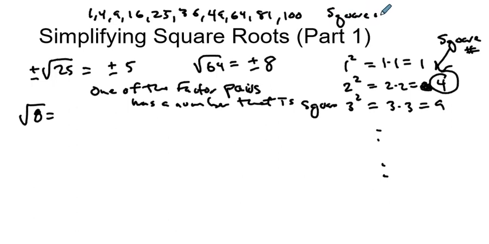So ask yourself, is there a pair of factors that make 8 where one of the numbers is a square number? Well, yeah, 4 and 2, right? I can write this using the square root property like this: square root of 4 times the square root of 2, because you can just break apart a square root like that. Now I can simplify this: the square root of 4 is 2, so it becomes 2 times the square root of 2.